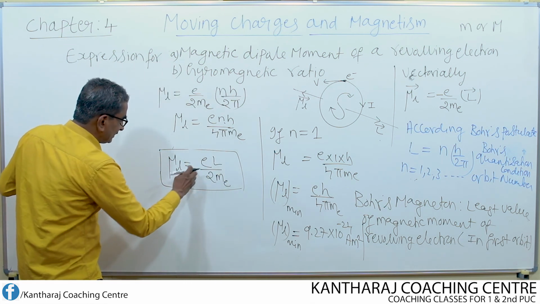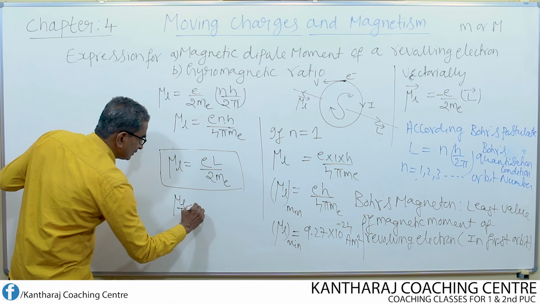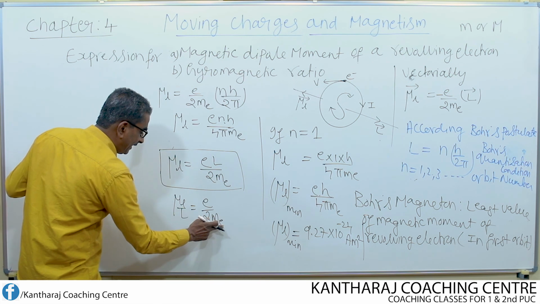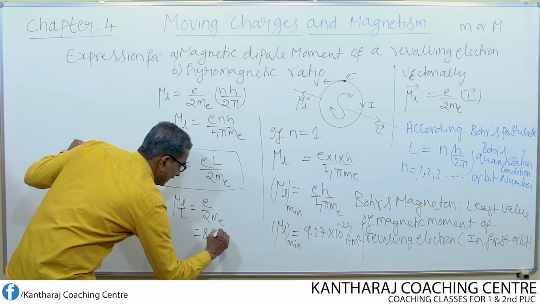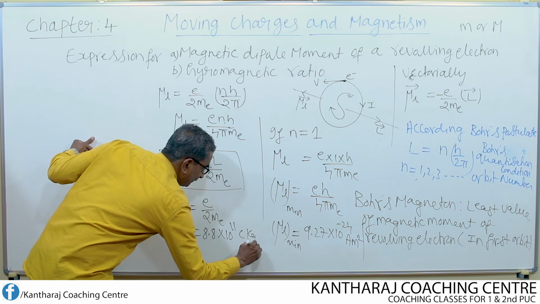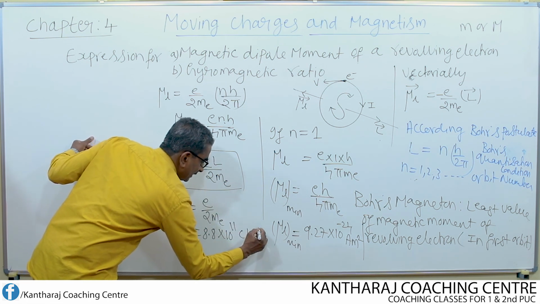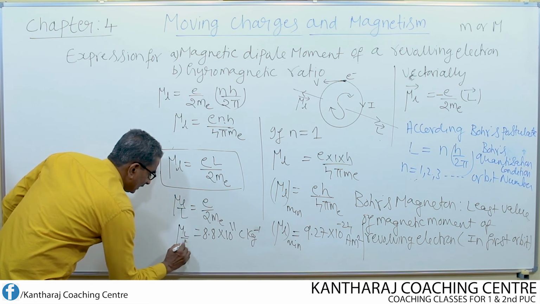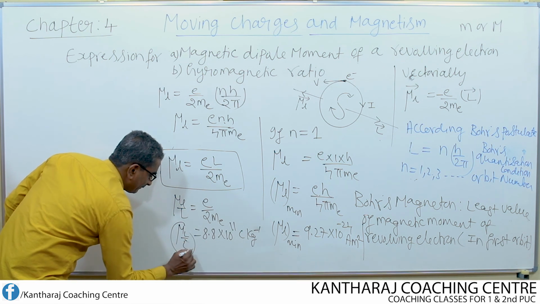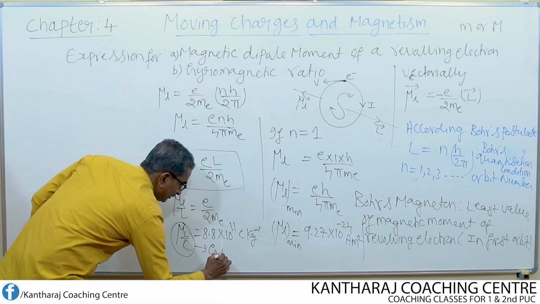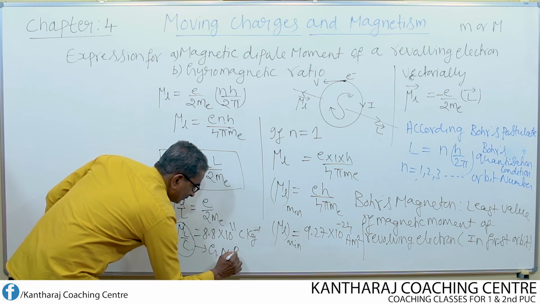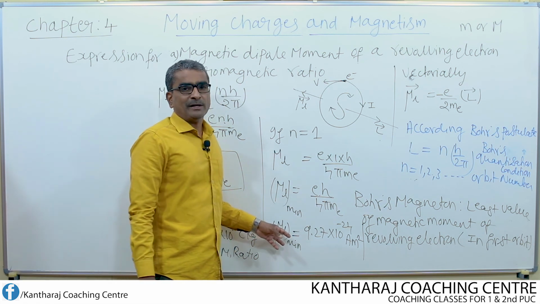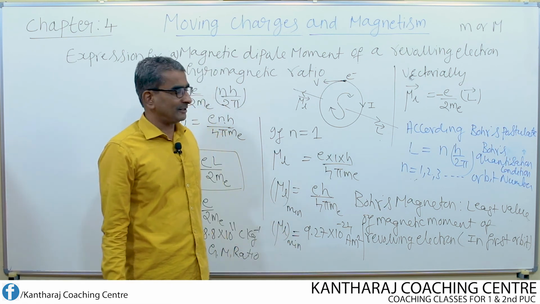Similarly, consider the ratio mu L by L, which is equal to E divided by 2 me. If I substitute for E and me, we get this value as 8.8 into 10 to the power of 11 coulomb per kg. This ratio is nothing but the gyromagnetic ratio. So remember, this is the gyromagnetic ratio, and this will be the Bohr's magneton of the revolving electron.